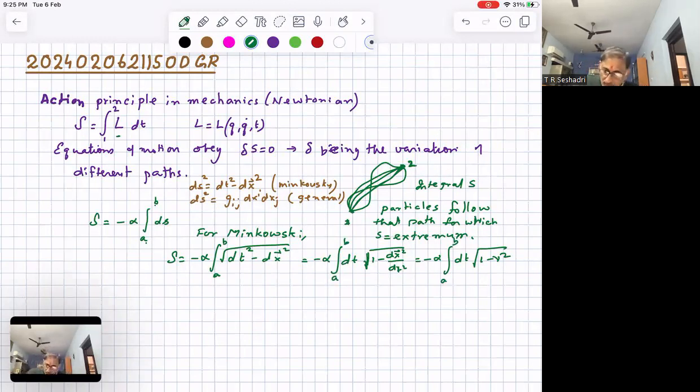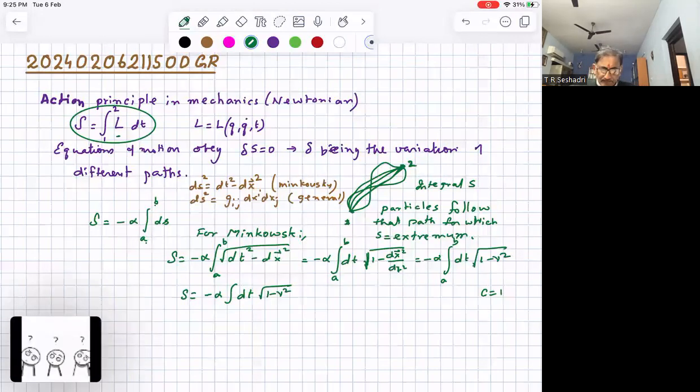Now remember that here we have taken c equal to 1. So I have S is equal to minus alpha integral dt square root of 1 minus v square. Now, the fact that this action is to be minimized is independent of whether it is Newtonian or relativistic. What dictates Newtonian or relativistic is the form of capital L. Is this clear? Yes. Okay.